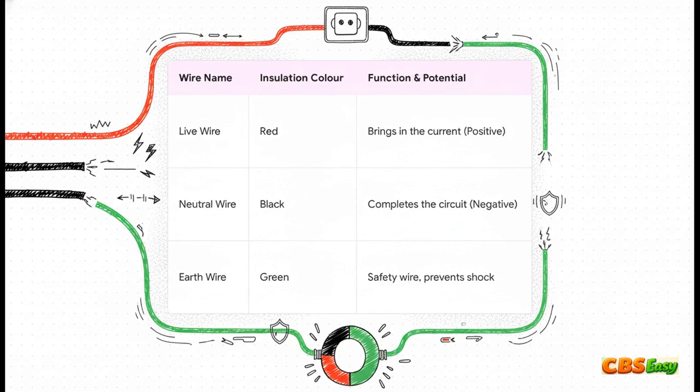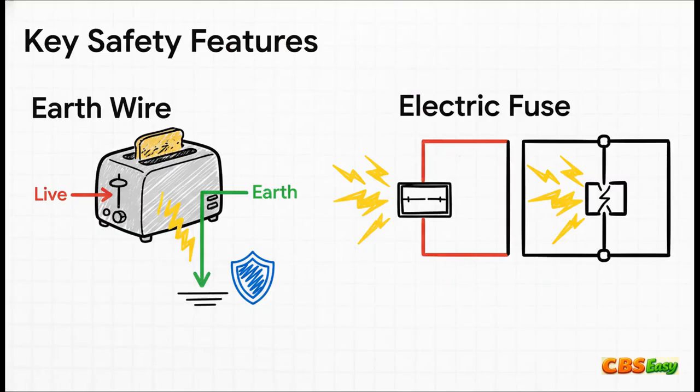And then there's the green one. This is the earth wire, and it is super, super important for safety. And let's talk about that safety because it's so important. That green earth wire, it's literally a lifesaver. If that live wire accidentally touches the metal body of, say, your toaster, the earth wire gives that huge surge of current a safe path to go straight into the ground instead of through you. Next up, the fuse. You can think of it as a purposefully weak link in the chain. It's designed to melt and break the whole circuit if the current suddenly gets way too high from a short circuit or overloading. Either way, the fuse blows and it protects your expensive gadgets and you.